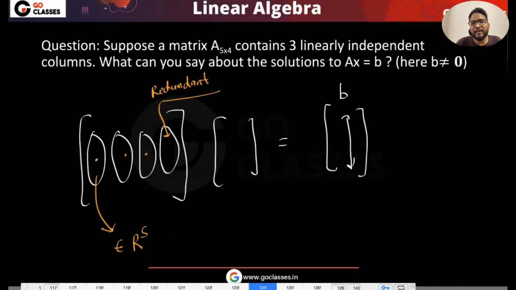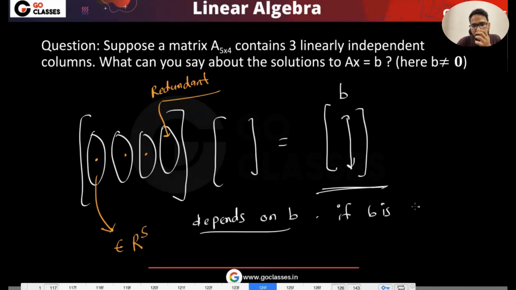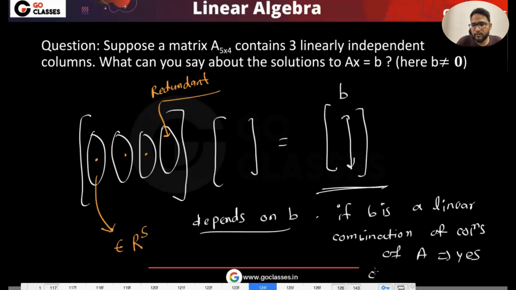So it depends on A, depends on B. If this B is a linear combination of columns of A, then answer is yes. If B is not a linear combination of columns of A, then answer is no. So I will say depends on B. If B is a linear combination of columns of A, then yes. Otherwise, no. Okay.